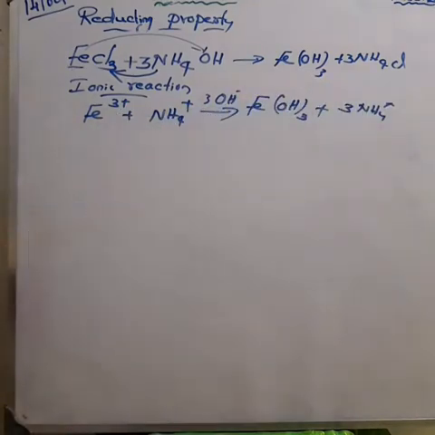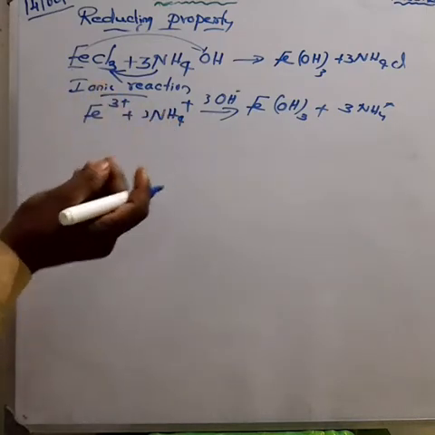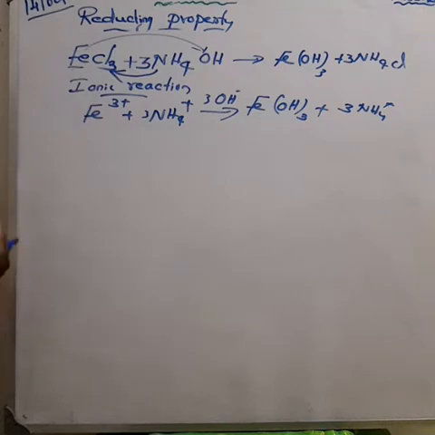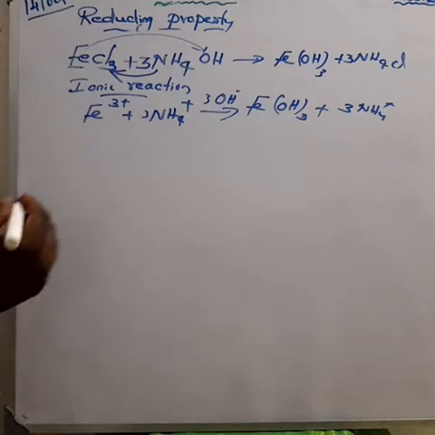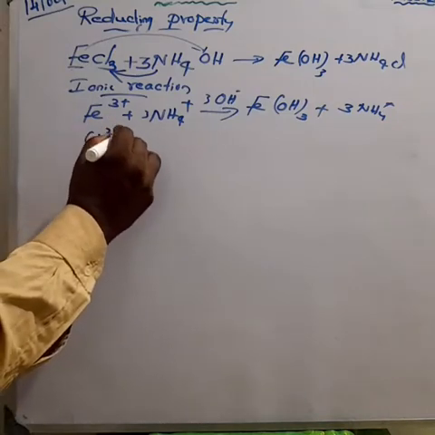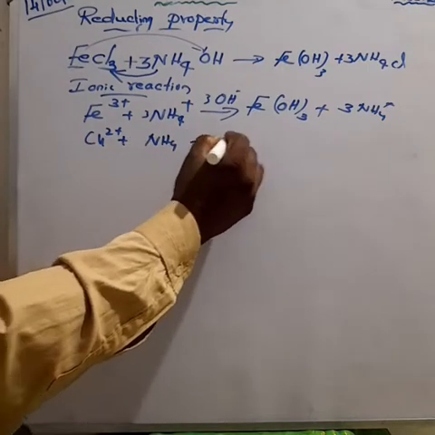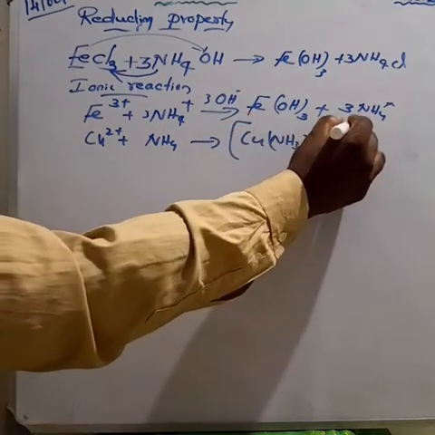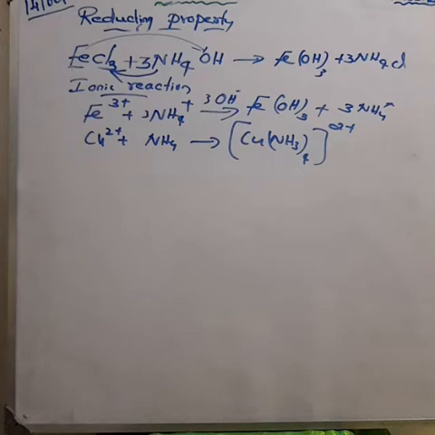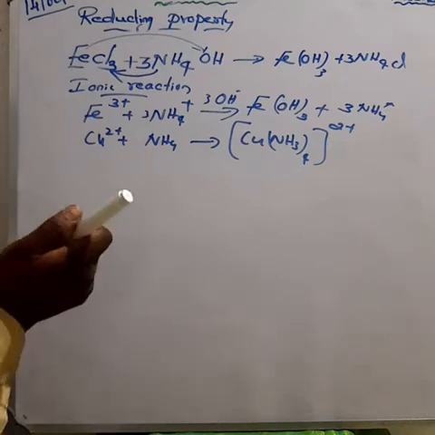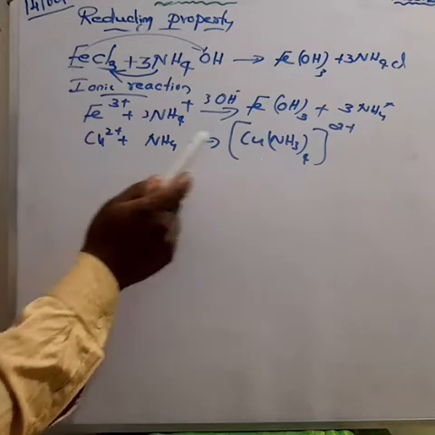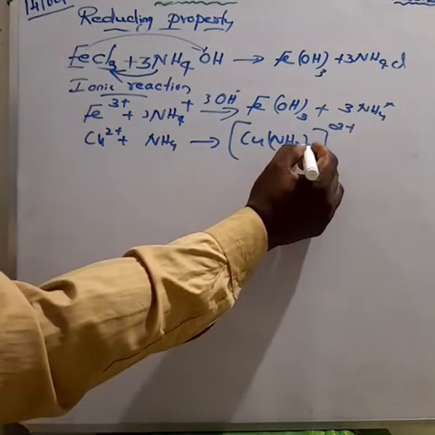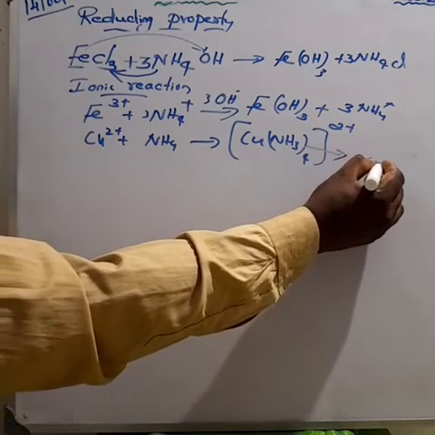this ammonia reacts with copper ions. Copper ions, I am taking Cu2+ ion. We get a coordination complex. What does coordination complex mean? Here this copper combines with the ammonia. We get [Cu(NH3)4]2+ ion. The coordination chemistry, we know that one.